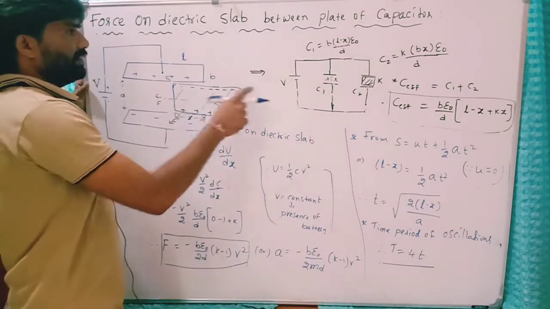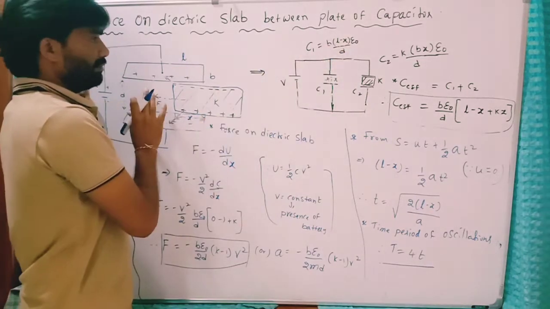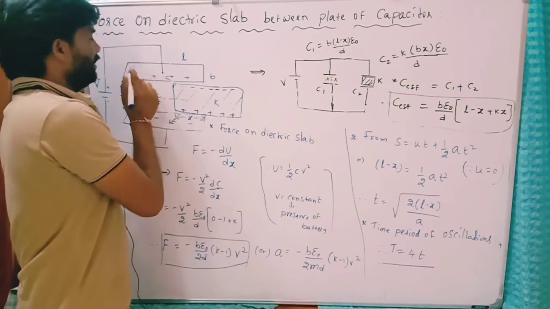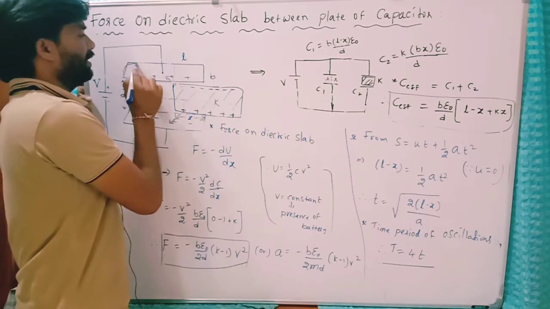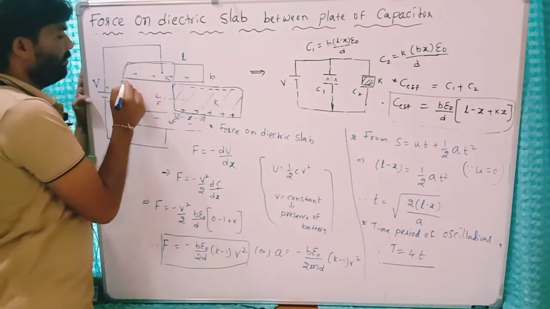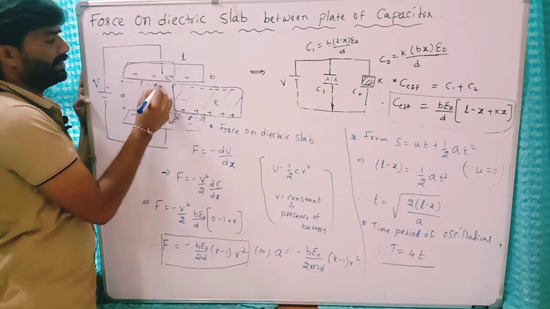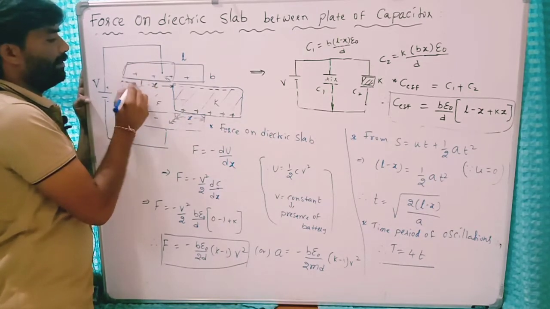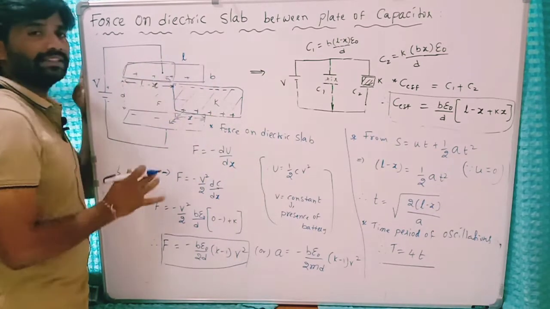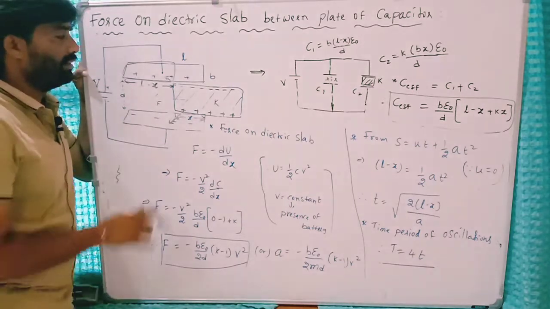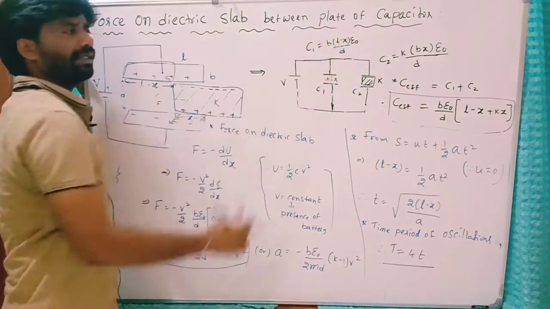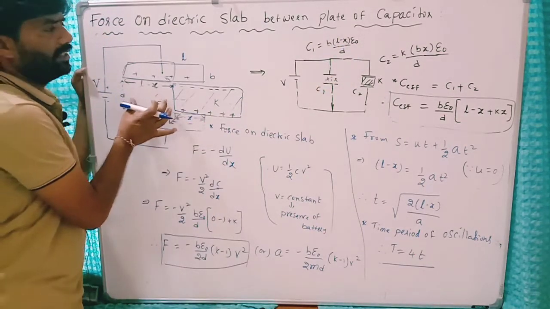Now based on K A epsilon naught by D, here the K value for air is 1. A means the area of the plates with air medium is B into L minus X. This part is L minus X. Clear? Because the total length of this plate is L, this is X, this remaining is L minus X. This part area is B into L minus X, into epsilon naught by D. That is the capacitance of this part.